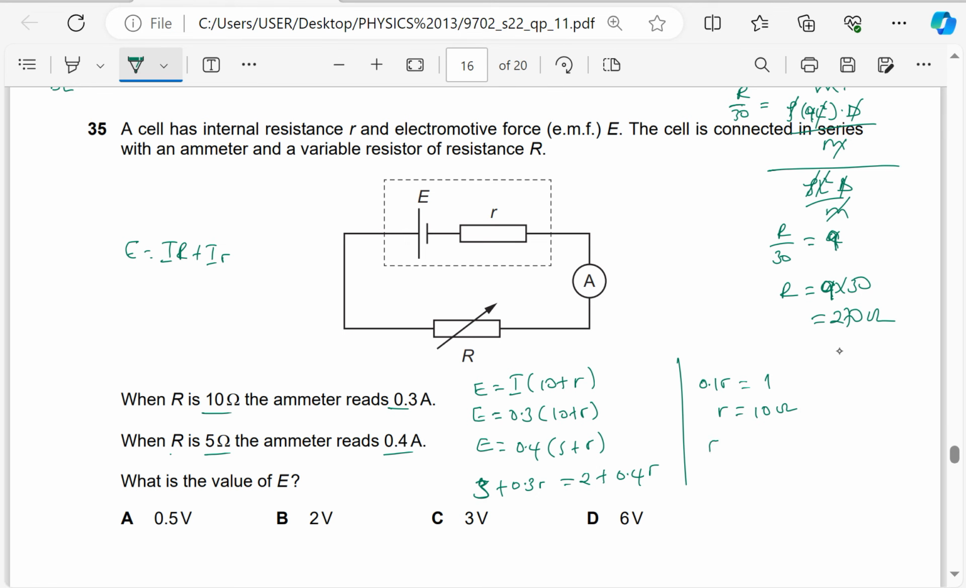Then E, using the first equation, is going to be 0.3 into 10 plus 10, which gives you 20 times 0.3, which is 6 volts. So my answer is going to be D.